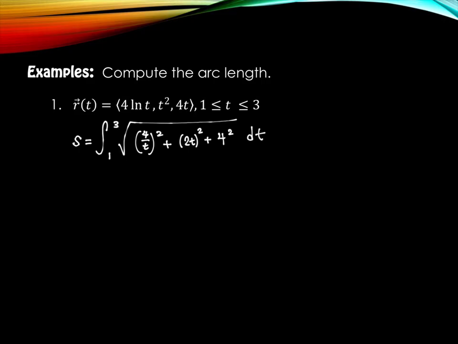All good? Okay, so we're going to clean this up, see what simplifies, and maybe if something doesn't, figure out what we do next. So we're going to have 16 over t squared plus 4t squared plus 16 dt.